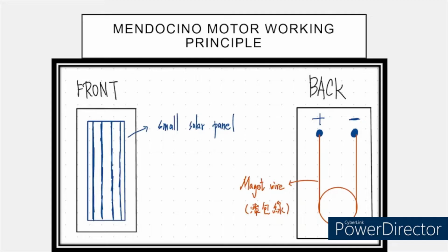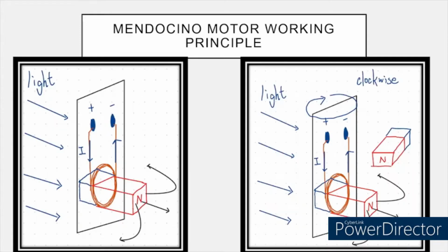First, Mendel-Sino motor uses solar and magnetic power as its power source. We use a solar panel with a 200 turns coil attached to it. When there is light on the solar panel, it will generate current flowing in the coil and make an electromagnet according to the right-hand rule.